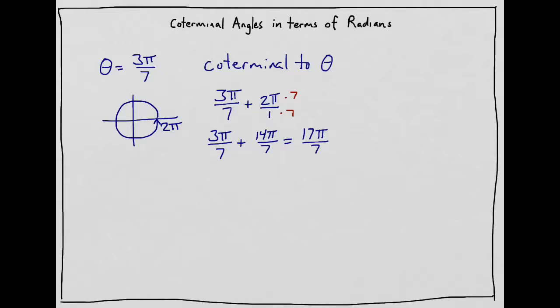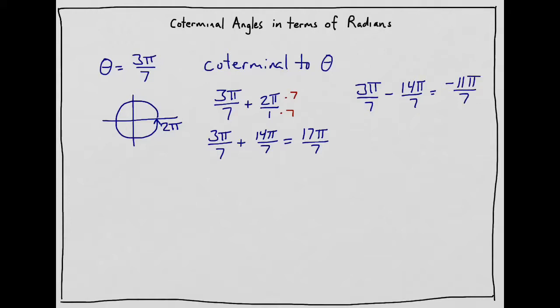We could find a negative coterminal angle by doing a similar calculation but subtracting. So I could take 3 pi over 7 and subtract 14 pi over 7. And so a negative coterminal angle would be negative 11 pi over 7.